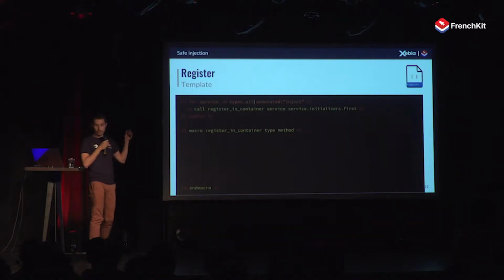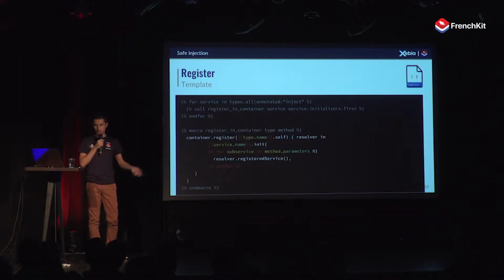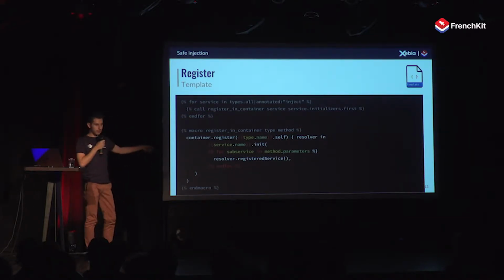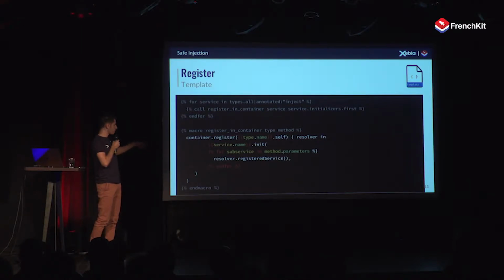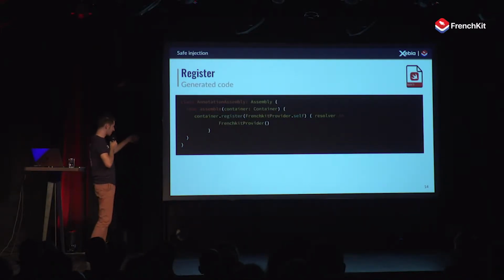The first one is about the register part. So it's a Stencil template. The first thing we're going to do is to loop over the inject annotation. And for each service annotated, we're going to generate the register part that we did at the very beginning, with the type and just the init method. And what we can do also is that if the init also requires some service, we can resolve them also by calling the registered service method that we'll see after.